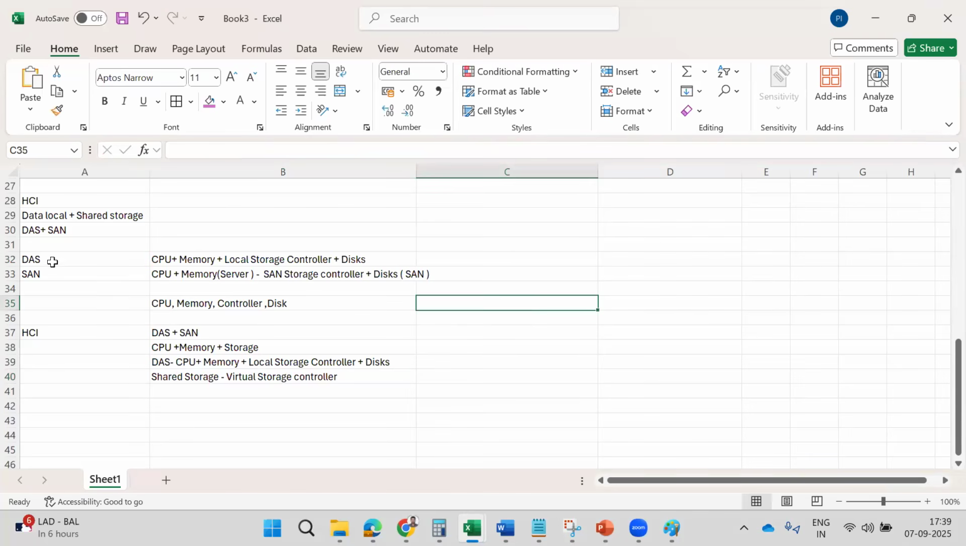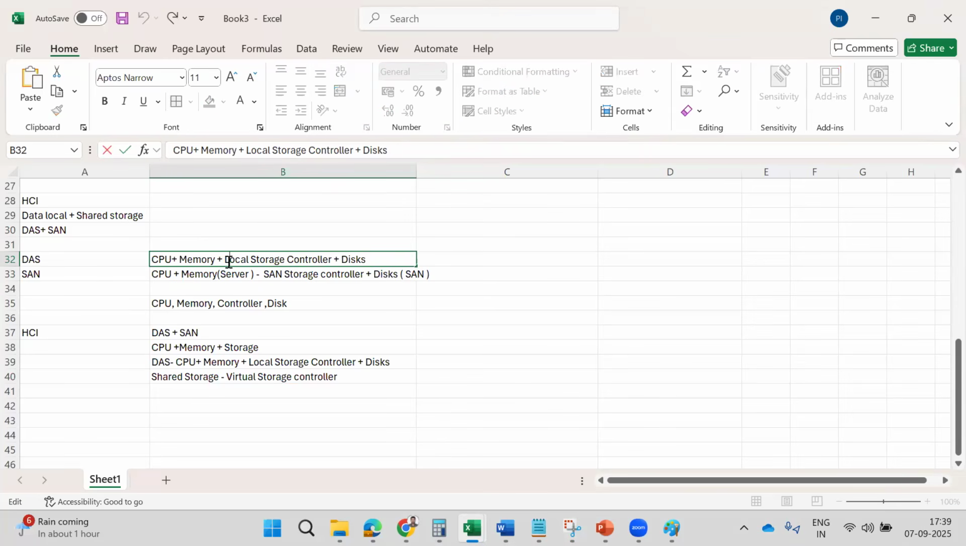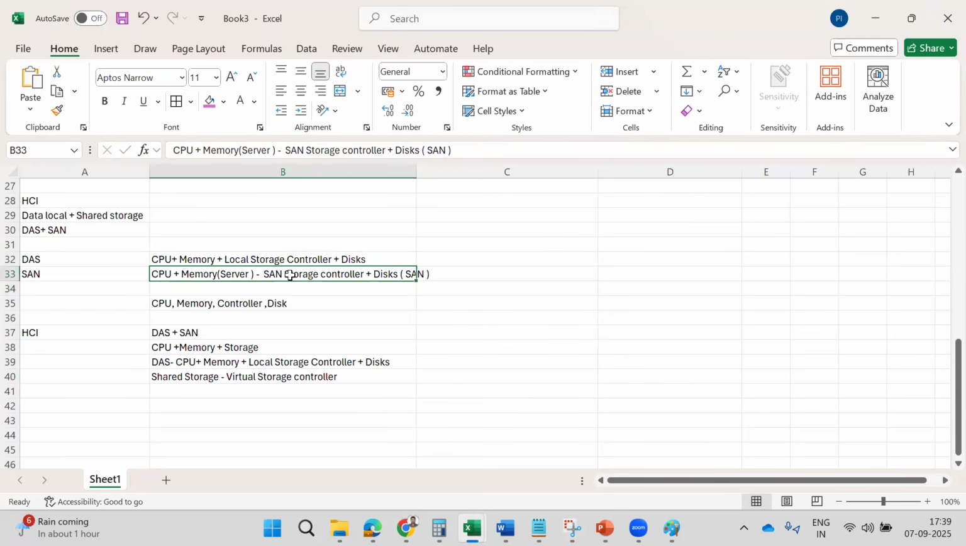Let me repeat again. If I need to set up a DAS, I need this. If I need to set up a SAN-based environment or SAN-based data center, I need a server. The server will have CPU and memory, and then I need a SAN controller. The SAN controller will have a disk. Why do I need this controller? Because if you compare both of these controllers, this controller will create only local storage. This controller will create a shared storage.